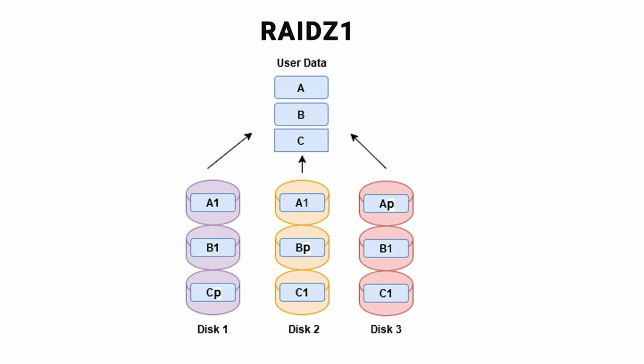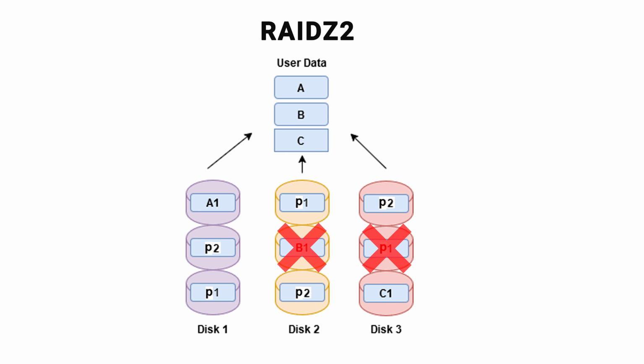In RAID Z1, one disk failure is allowed. For recovery, it is sufficient to connect all drives except for the one damaged drive. If two or more disks are missing, recovery of the full structure becomes impossible.